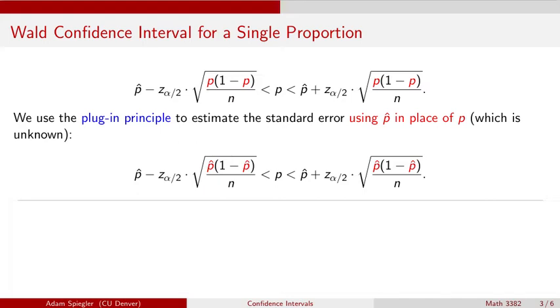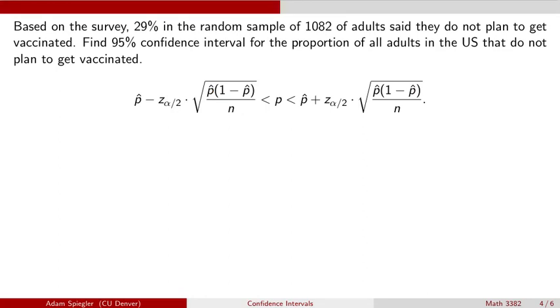So on the next slide, we are going to work through an example and calculate a confidence interval for this proportion. So the goal is to estimate what proportion of all adults in the US are not planning to get vaccinated. Our sample consisted of 1,082 adults. And from that sample, we found that 29% of them said, no, I am not planning to get vaccinated. And we want to come up with a 95% confidence interval. And so now we've got all of the information that we need.